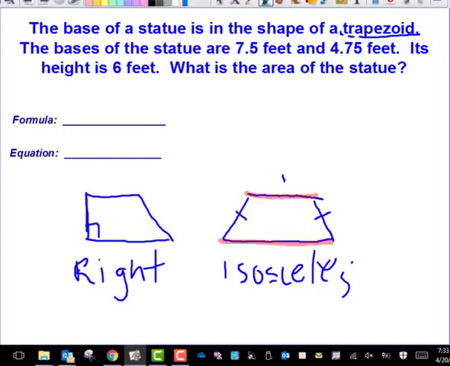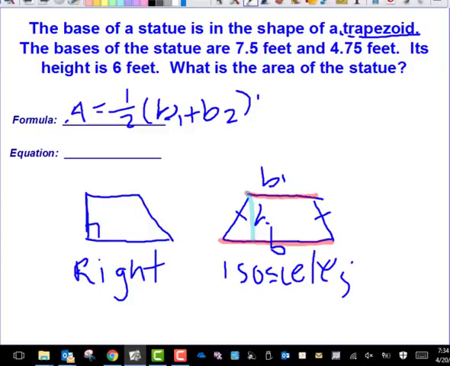And the height is going to be a vertical line, but since they didn't draw one for us, we'll have to draw one ourselves, and that would be this one. And we will label that this is the base, and this is the base, and this is the height. And in our formula, it would be A equals 1/2 times base 1 plus base 2 times the height.